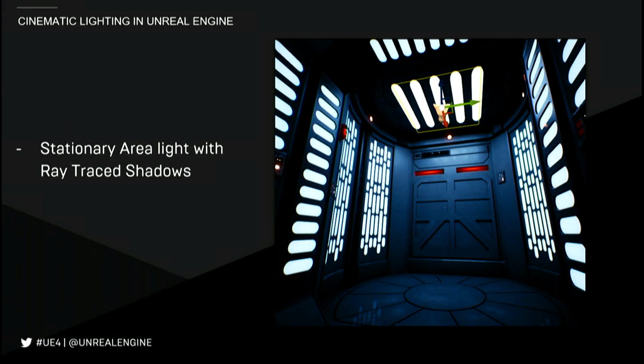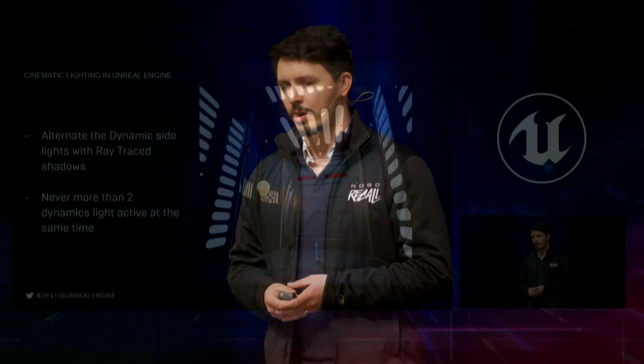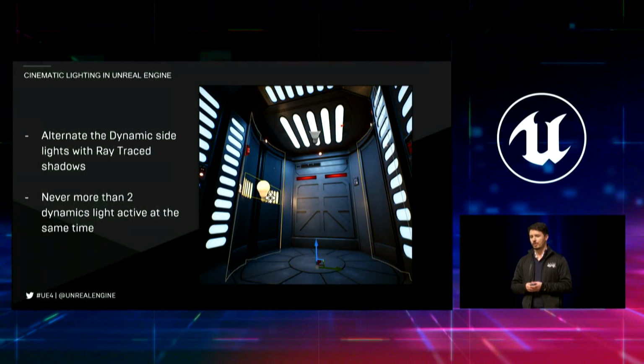And then for inside of the elevator, we knew that there would be a lot of characters moving in and out, so we wanted to keep that part very dynamic. So we use a stationary light also using ray trace shadow. And then for the moving lights on the side, we knew that the budget would be no more than 2 dynamic lights on screen at the same time. So we alternate those 2 lights one after the other, so no more than 2 at the same time. So we have, again, the stationary light on the top, and then one of those 2 lights on screen.